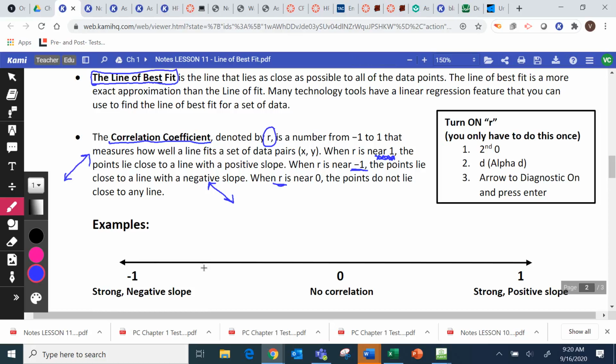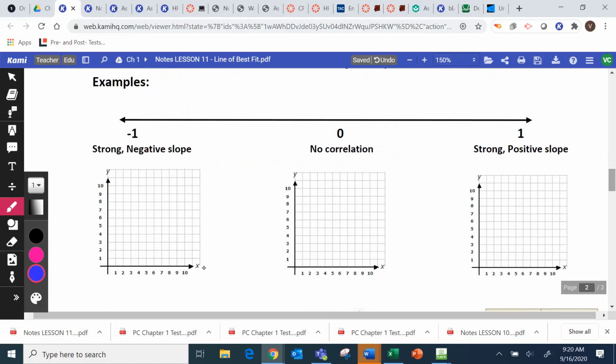So when the R is near 0, it would be like no correlation, which is actually written right underneath it. So right here we've got a correlation line that goes from -1 all the way to +1. It's telling us strong negative slope or strong positive slope, and right in the middle, no correlation whatsoever.